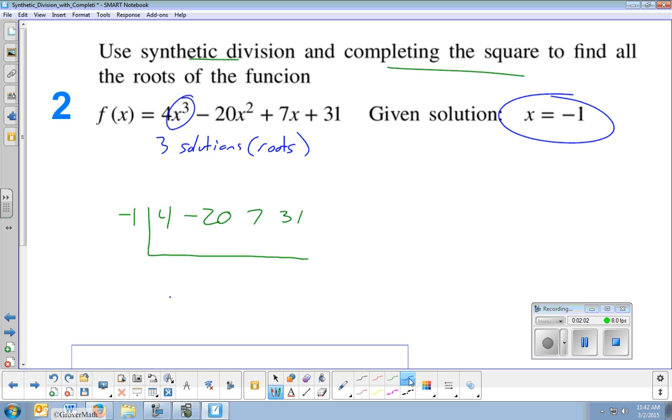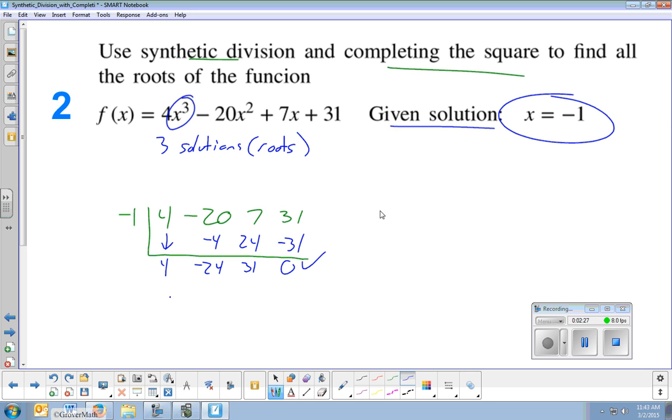Sorry, I'm having some tablet problems. Bring down the 4. Multiply by the -1 to get -4. Combine to be -24, times -1 is +24. Combined with 7 is 31. Times -1 is -31. And we get a remainder of 0, which is important because I'm telling you it is a solution. It's a given solution, so you better get a remainder of 0.